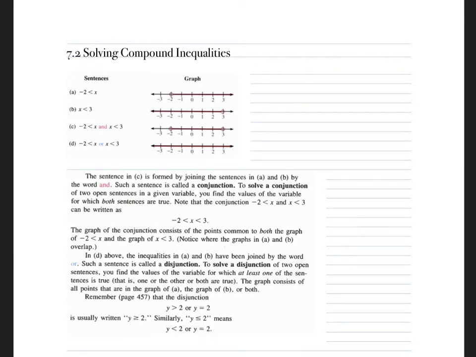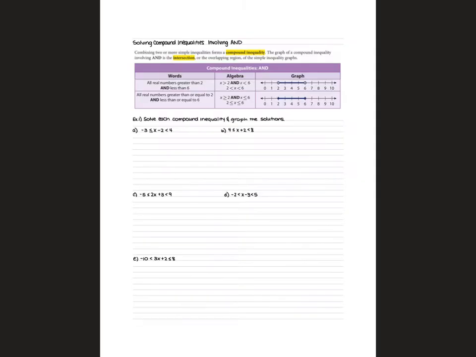7.2, solving compound inequalities. Compound inequalities are literally two inequalities that are brought together with either an "and" or an "or" in between them. We're going to start with working with "and," then move into "or." But when you have an "and" statement, it means that both inequalities are true. An "or" statement means just that one of those two is true.